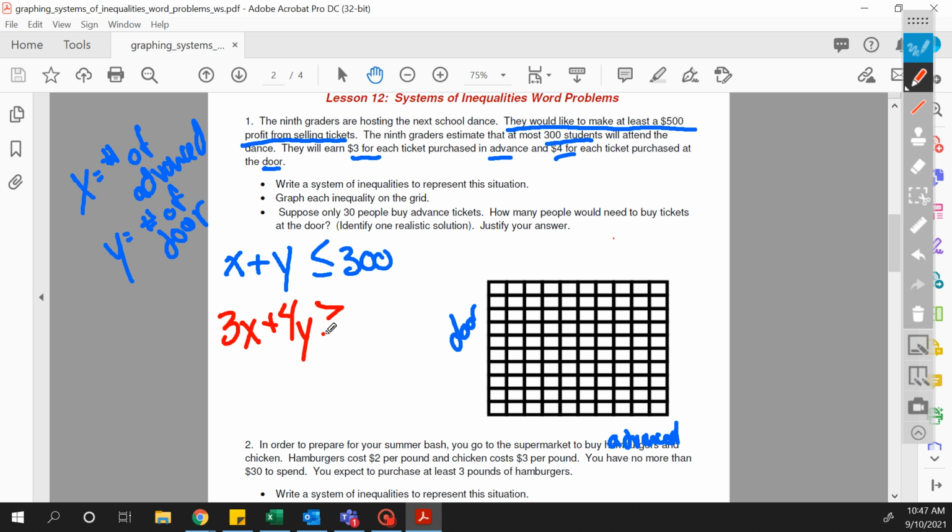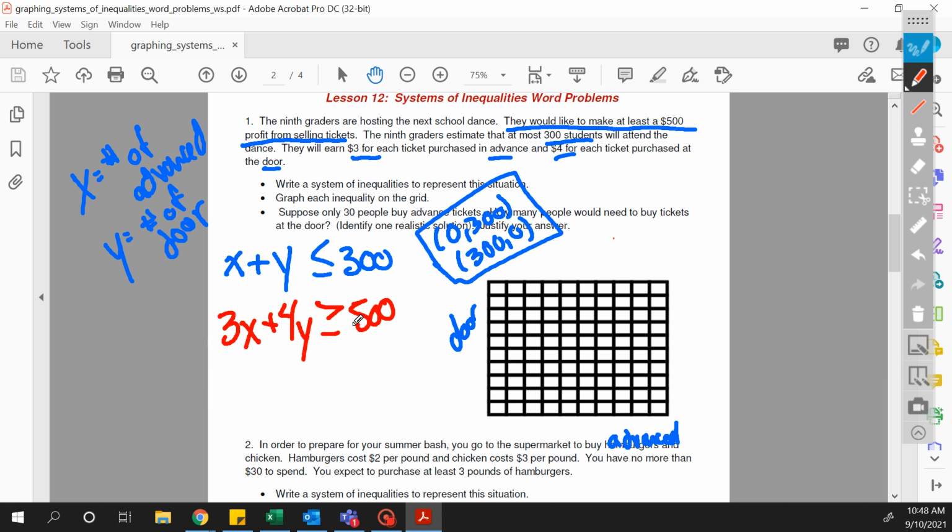Okay, so it's going to be more than or equal to 500. So now I have my two inequalities. I can graph them once again using the x and y intercepts, just by assuming 0 for the x and finding y, and then assuming 0 for y and finding x, okay? So if I assume 0 for x, then y is going to have to be 300, for them to both be the same. So these are the two ordered pairs I will use to graph the blue line.